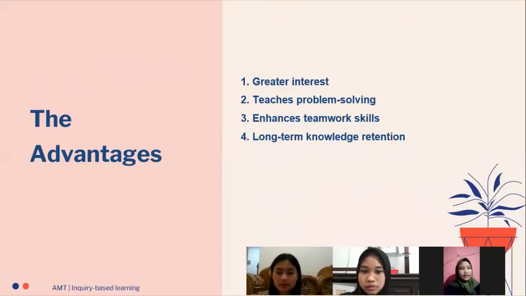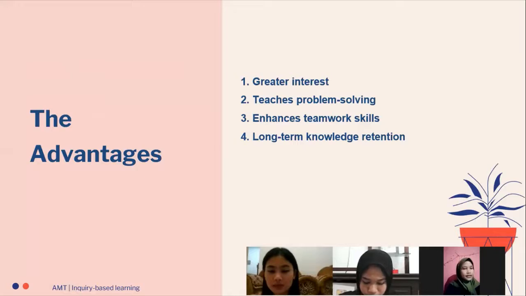Next are the advantages. Inquiry-based learning has been used at every level from elementary to university with varying levels of success, but it's easy to see what the advantages are. First is greater interest. Let's begin with perhaps the biggest pro. When students are allowed to ask questions and guide the direction of the curriculum, they are going to express more significant interest in the subject matter.